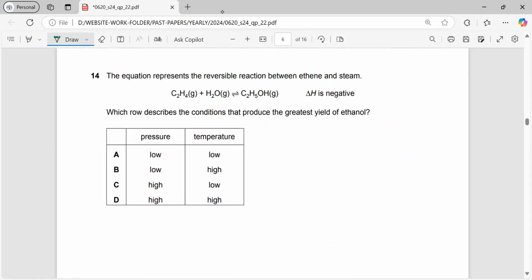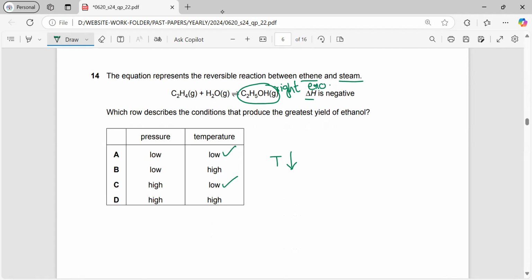Next question. The equation represents the reversible reaction between ethene and steam. Delta H is negative on the product side, the forward side. Which row describes the conditions that produce the greatest yield of ethanol? Ethanol means the right side. What are the conditions which make the system move towards the right? Now, as we can see that delta H is negative on the right side, it means we have to decrease the temperature.